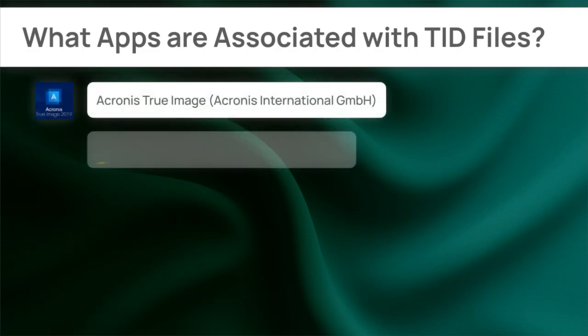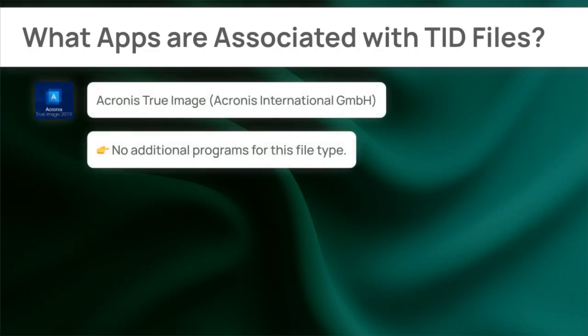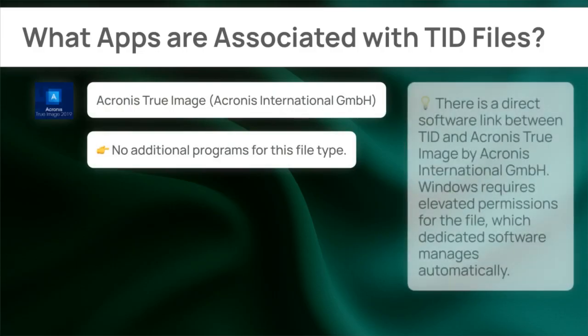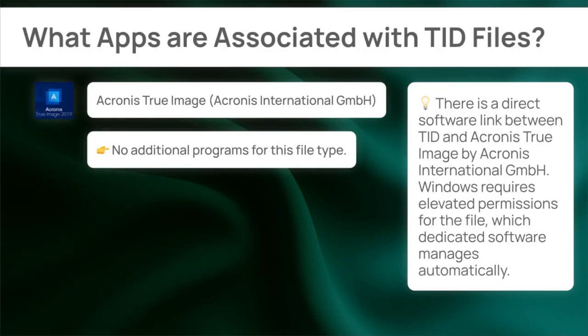The official utility recommended for the TID file is Acronis TruImage by Acronis International GmbH. Opening this file with an unknown Windows program poses a critical security risk. Windows provides only limited attributes, so meaningful interpretation depends on the appropriate software.